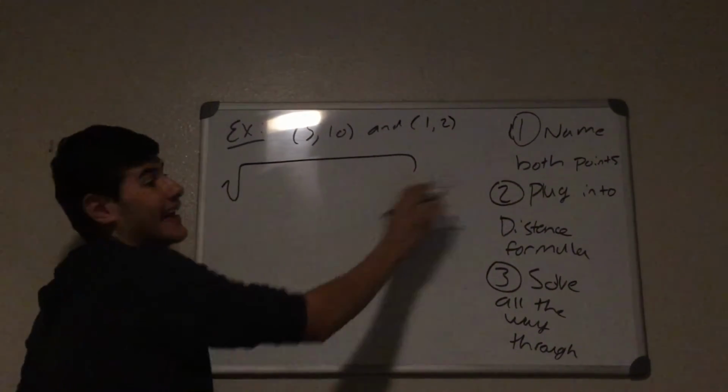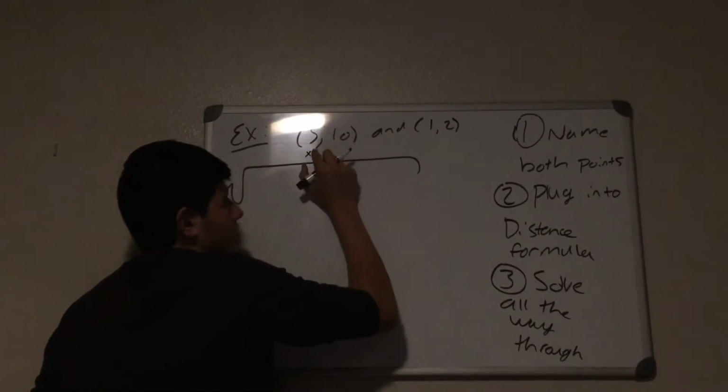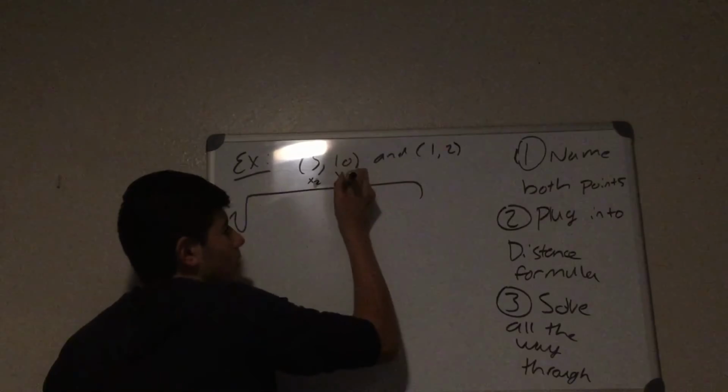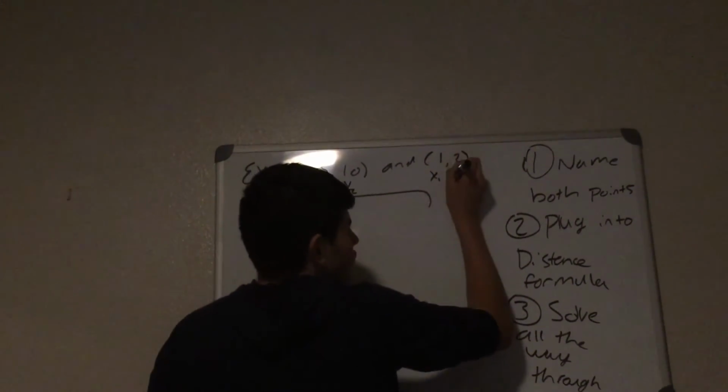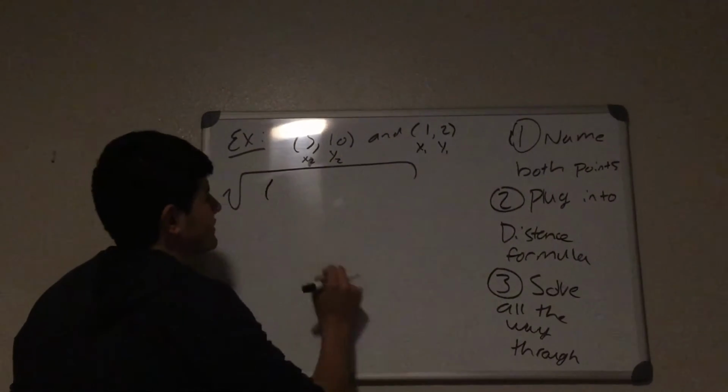Oh, sorry. Name, first step. Good thing I wrote those down. We're going to name this one. Actually, we're going to change it up a bit. We're going to make this one x2. This is going to be y2. x1, y1.